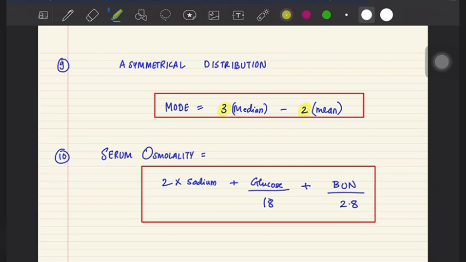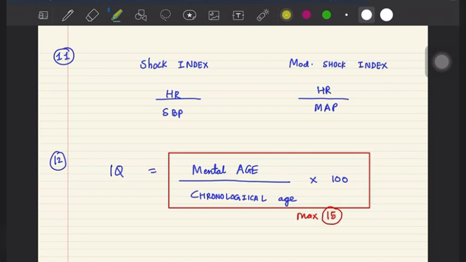The 10th formula based question comes on serum osmolality, which is given by the formula 2 into sodium plus glucose by 18 plus BUN, that is blood urea nitrogen, divided by 2.8. 11th formula based question is on shock index and modified shock index. Shock index is heart rate divided by systolic blood pressure, whereas modified shock index is heart rate divided by mean arterial pressure.